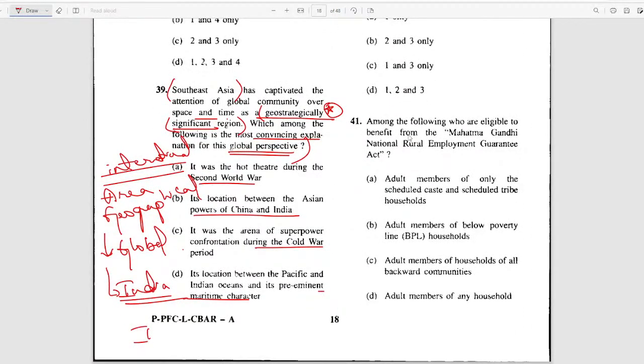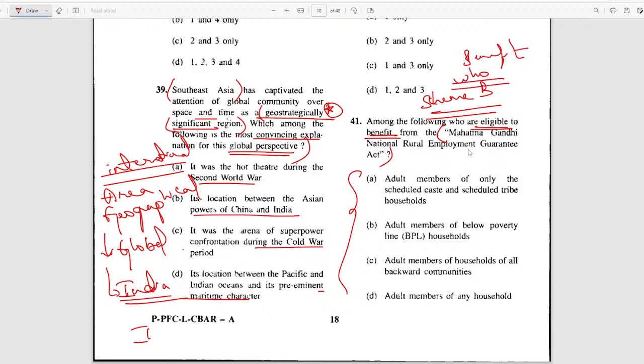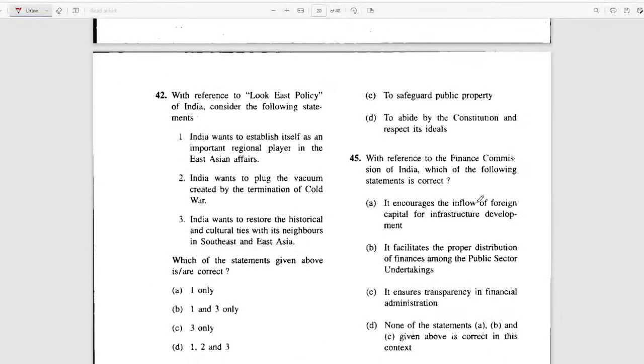Among the following, who are eligible to benefit from Mahatma Gandhi National Rural Employment Guarantee Scheme? See, again, there is a scheme and they're talking about beneficiaries who are eligible for benefits. So whenever you are reading a scheme, you have to understand who are the beneficiaries, and what are the benefits. What is the benefit, and who it is targeting. I hope this is clear. We'll go to the next question.